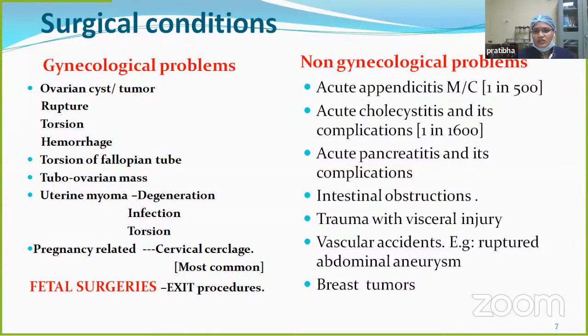In non-gynecological problems, most commonly appendicitis and acute cholecystitis, which is seen in 1 in 1600 individuals, and others like acute pancreatitis, intestinal obstructions, trauma, visceral infections, vascular accidents like abdominal aneurysm, and breast tumors.